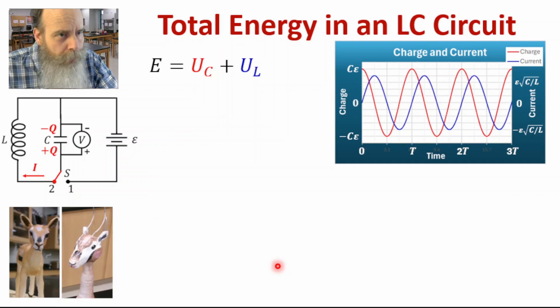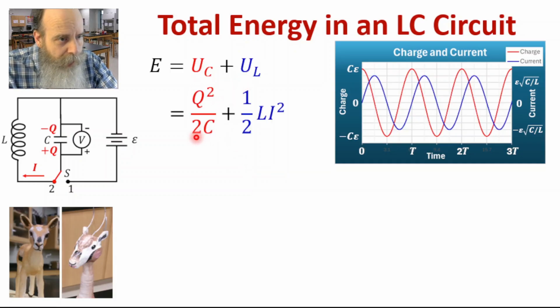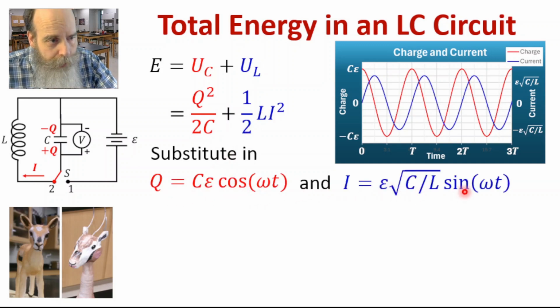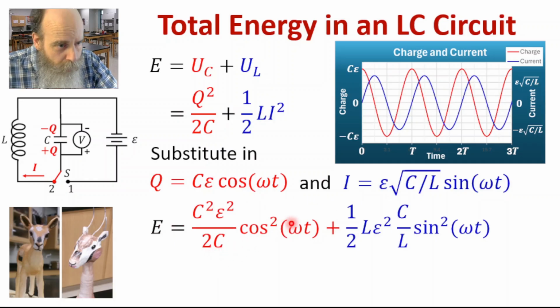Let's find the total energy in an LC circuit. Total energy is UC plus UL, given by these two expressions. Let's substitute in our Q and our I. The first term in red is Q squared over 2C. We just squared this term and divided by 2C. The second term in blue comes from the inductor: 1/2 L times I squared, which gives E squared C over L sine squared omega t.